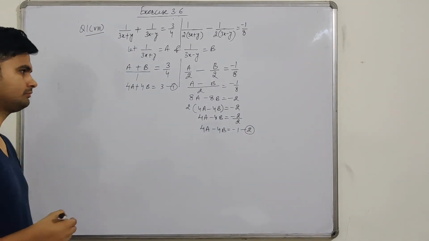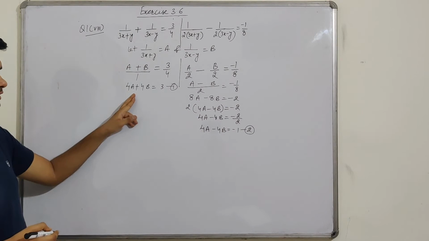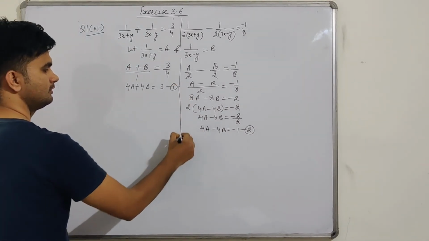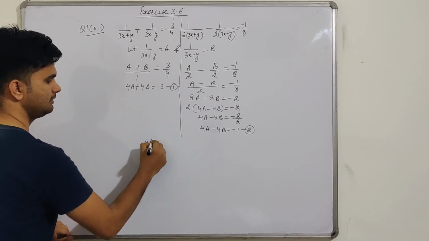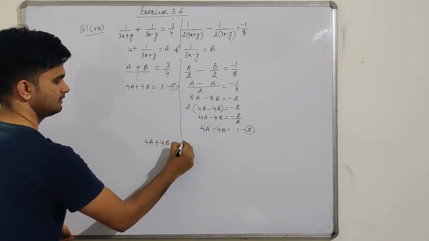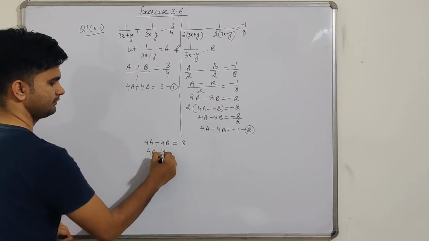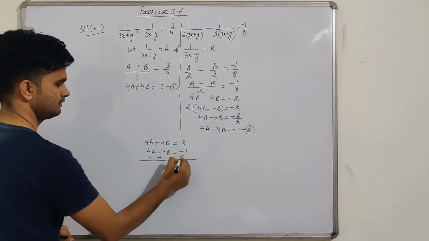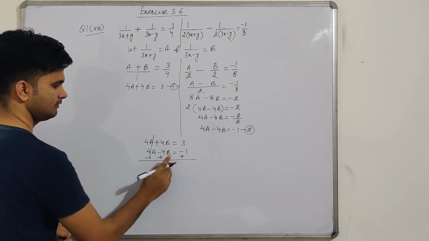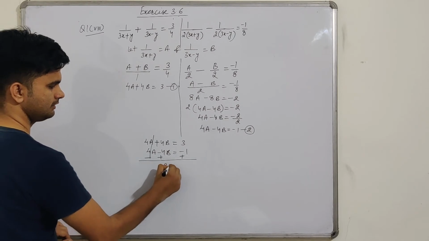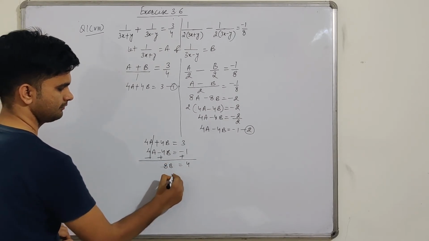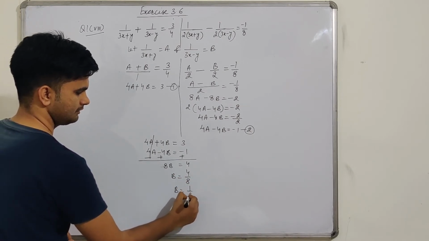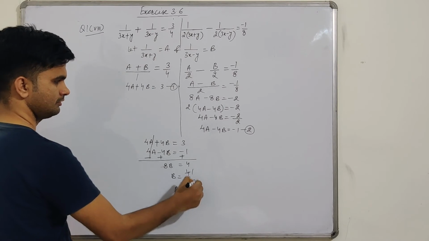Equation 2. Right? Now we have coefficient of a here 4 and here also coefficient of a is 4. So here also I am using the elimination method. Subtracting 2 from 1. 4b plus 4b it is 8b is equal to 4. B is equal to 4 by 8 and b is equal to 1 by 2.